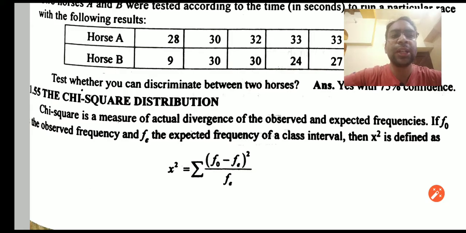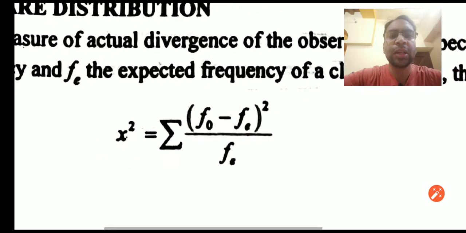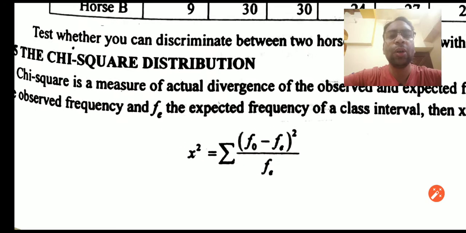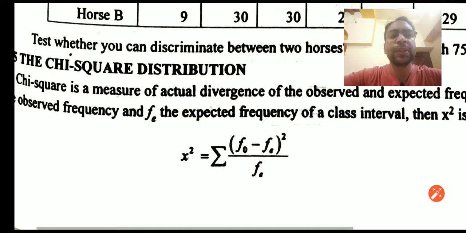Here the formula for the chi-square has been defined. This is the symbol for the chi-square. Chi-square is equal to sigma, within the bracket FO, which is the observed frequency, minus FE, which is the expected frequency, squared, divided by the expected frequency. So this will give the exact difference between the observed and the expected frequencies.